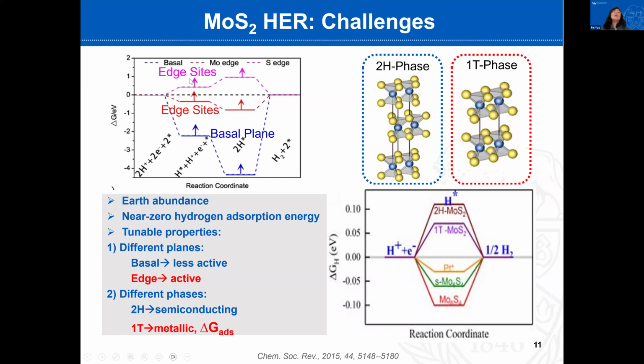So how can we increase the number of the active sites? The edge site is one of the things we have to address. Another thing is that MoS2 has two dominant structural phases, actually. The 2H is semiconducting and the 1T phase is metallic. As shown in this DFT calculation, the 1T phase showed favorable free energy for hydrogen adsorption. Therefore, we want to maximize the 1T content, the metallic phase, in the MoS2 catalyst.